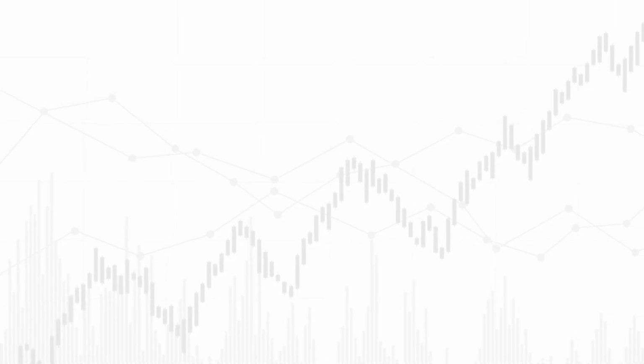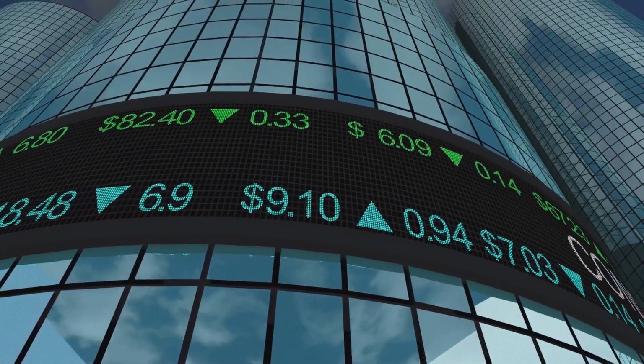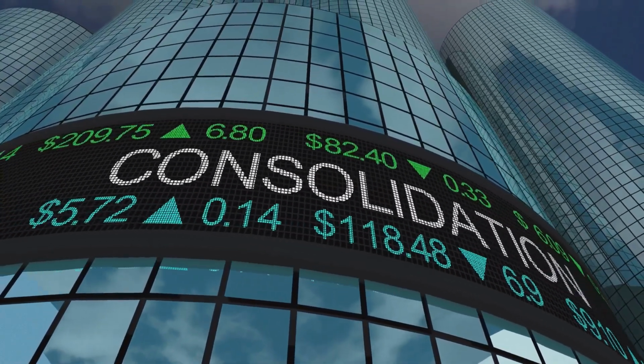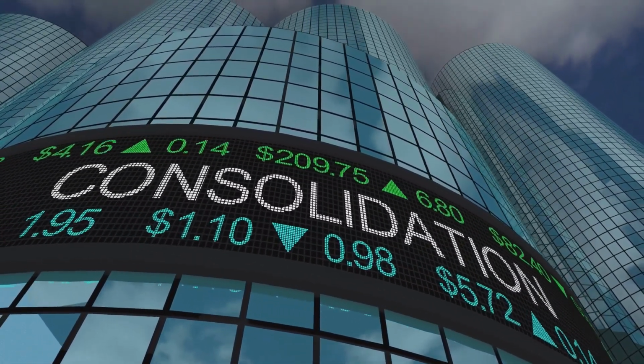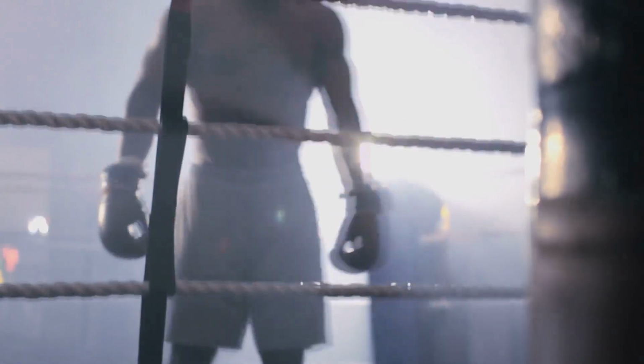Alright guys, let's talk about the rectangle pattern. Rectangles represent market consolidation with prices bouncing between support and resistance. Think of it like a boxer pacing in the ring, conserving energy. The market is gathering momentum for the next big move.